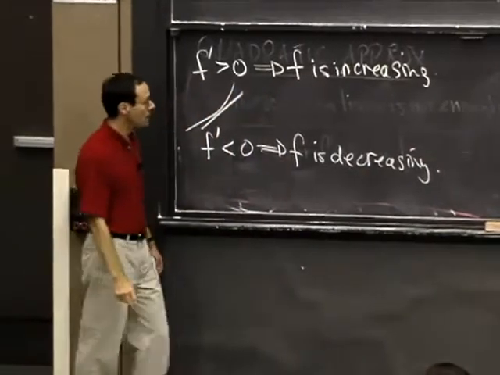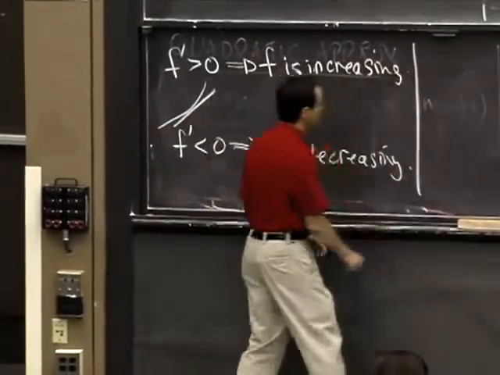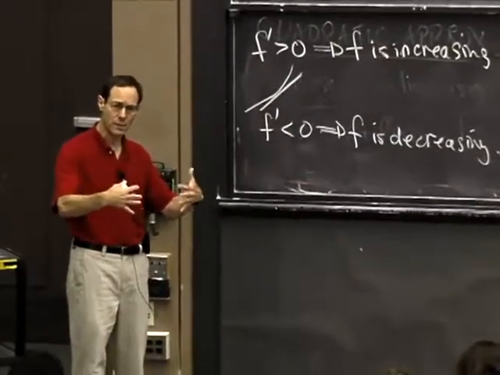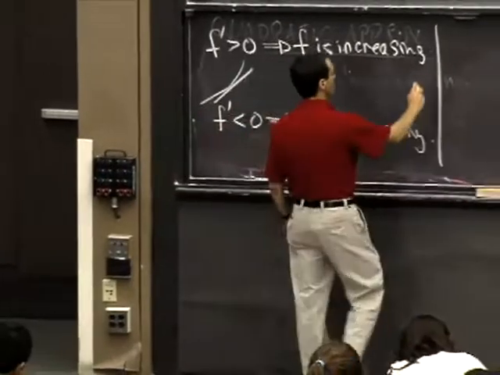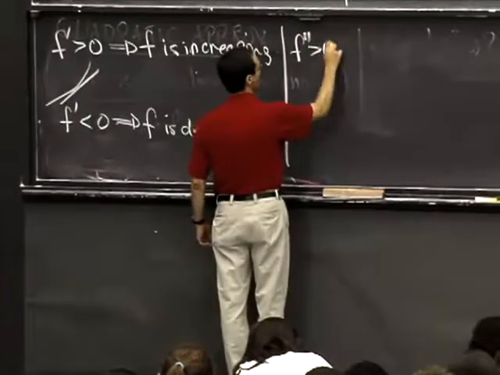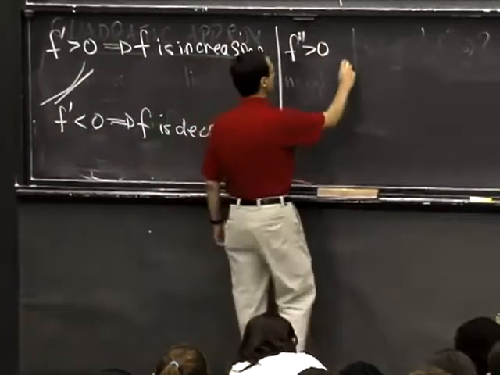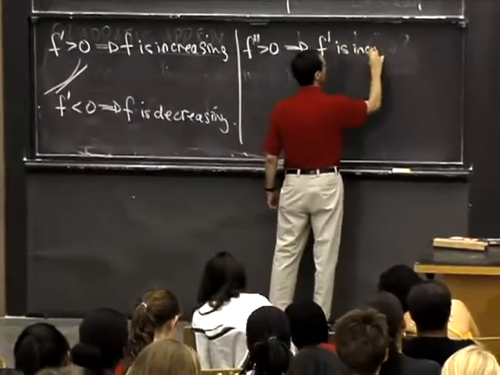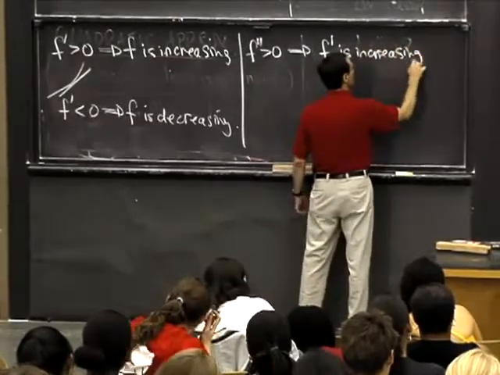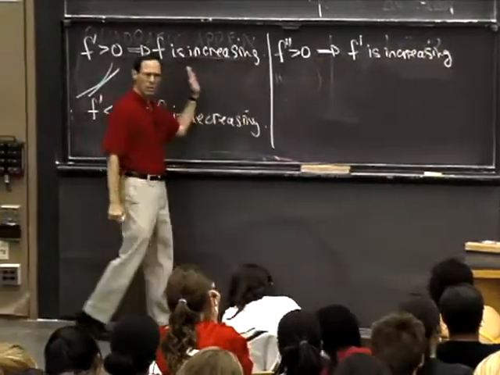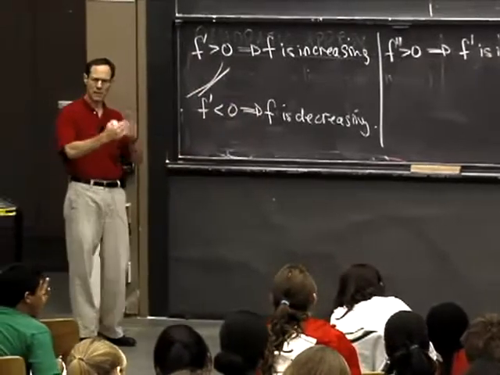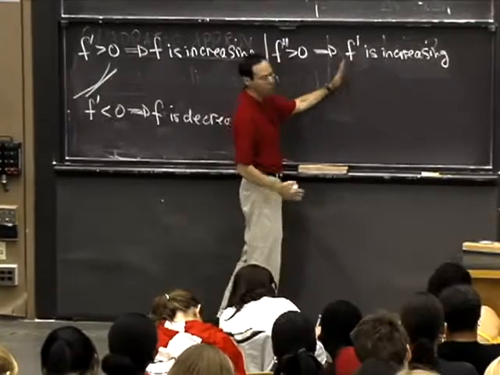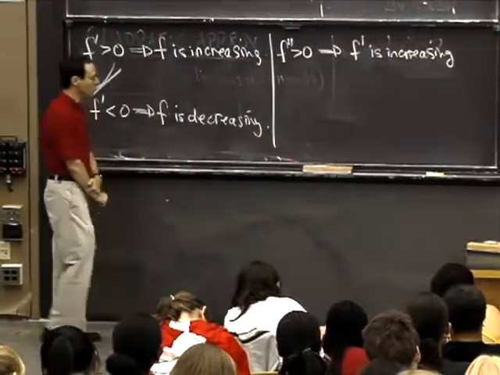And that's the basic idea. Now, the second step is also fairly straightforward. It's just a second-order effect of the same type. If f double prime is positive, then that means that f prime is increasing. That's the same principle applied one step up, right? Because if f double prime is positive, that means it's the derivative of f prime. So it's the same principle, just repeated.